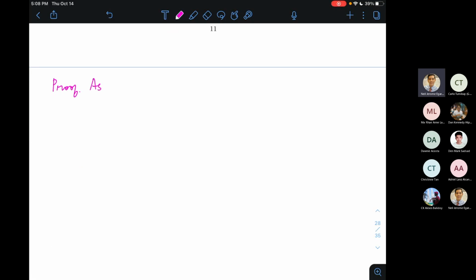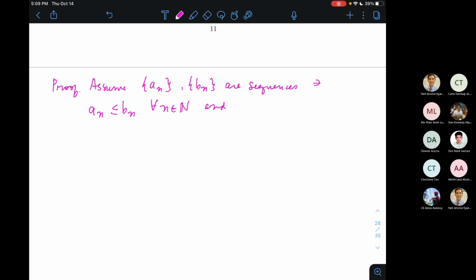So here are our assumptions. Suppose that A_n's and B_n's are sequences such that A_n is less than or equal to B_n for all n in N. And I_n, which is defined to be [A_n, B_n], is a superset of I_{n+1}, which is defined to be [A_{n+1}, B_{n+1}]. Okay?